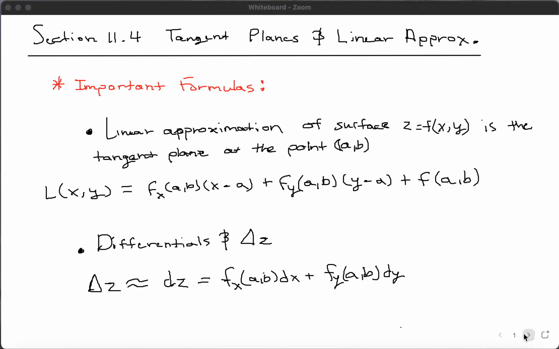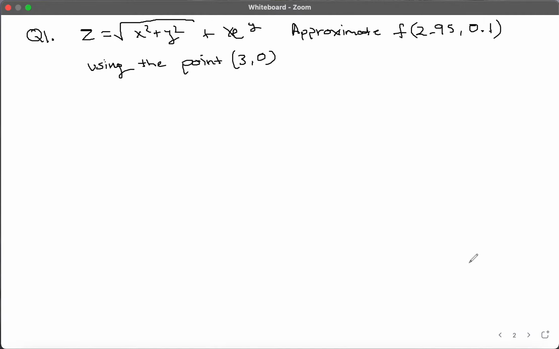Cool, so let's get started on the first question. We're given a surface z equals the square root of x squared plus y squared plus x times e to the y. And we're asked to approximate f of 2.95 comma 0.1, and notice we can use the point 3 comma 0 because it's pretty close to what we're asked to approximate.